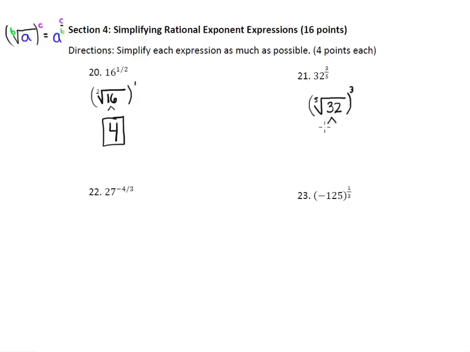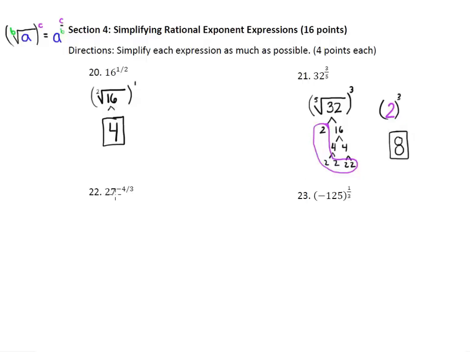So 32, we can break that up to be, what, 2 and 16? 16 can be 4 and 4. 4 is 2 and 2, and then 2 and 2. And look at that, we've got 5 twos, and that's it. So the fifth root of 32 is 2. So we've got 2 as that fifth root of 32, and it's being raised to the third power. 2 to the third power is 2 times 2, which is 4, times 2, which is 8.